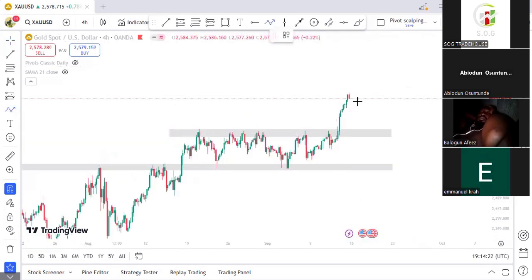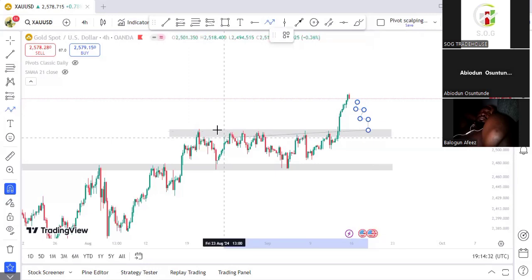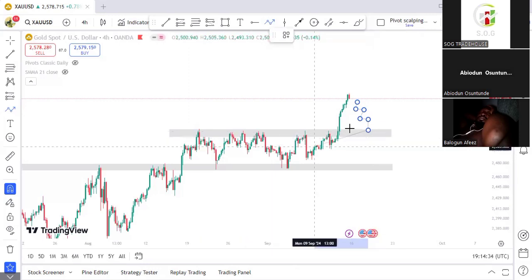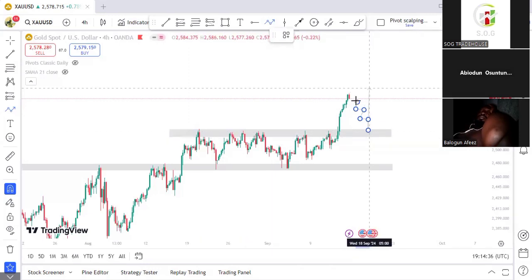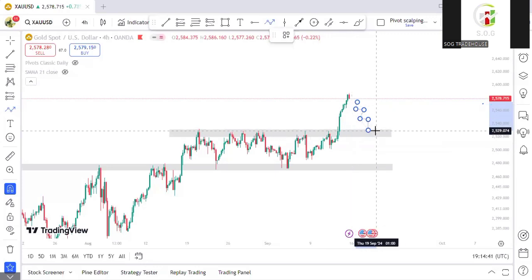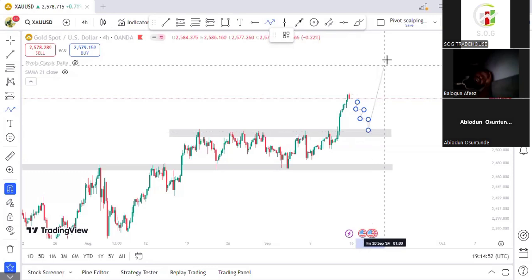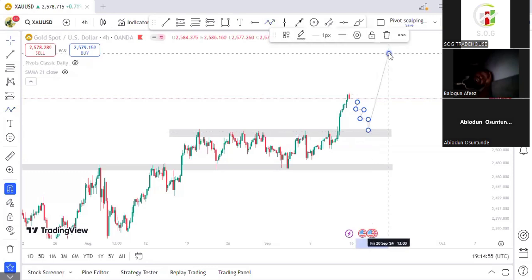So we are waiting for gold to retrace back to this level of support because previously it was a resistance level. You can see this level of resistance, but it has been broken. And once a resistance has been broken and retested, it becomes support. So what are we waiting for? We are waiting for price to move back to this level of support and get a candlestick pattern to continue with the move to the upside.